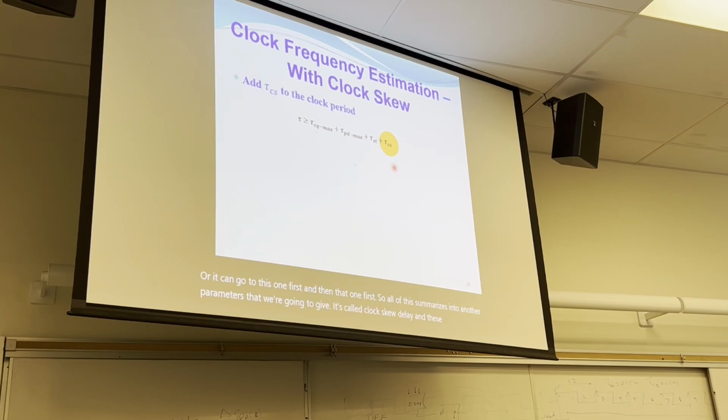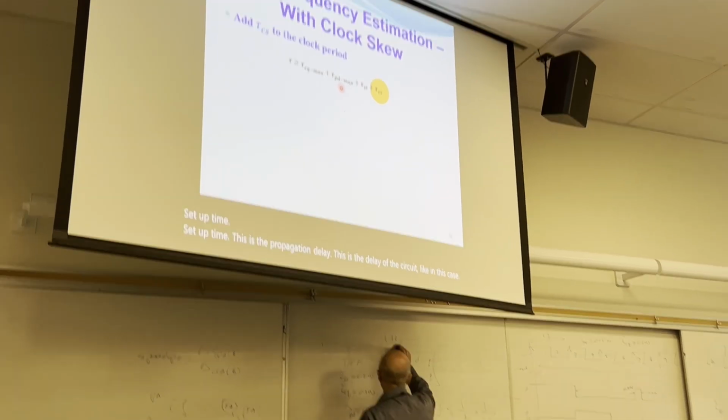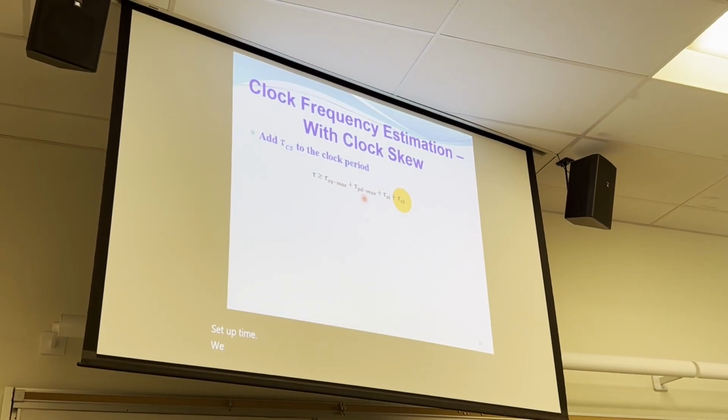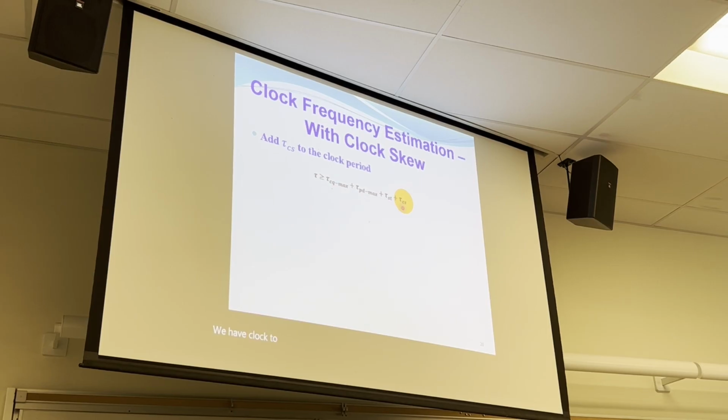These are again through simulation. So from now on, you're going to have 3 parameters: clock to Q, setup time. This is the propagation delay. This is the delay of the circuit. Like in this case, it is 0.3 nanoseconds. That's the propagation delay. But for the flip-flop, we have setup time. We have clock to Q and clock skew, the length of the clock. So we want to make sure that every clock is not running too fast. So all of that is added.